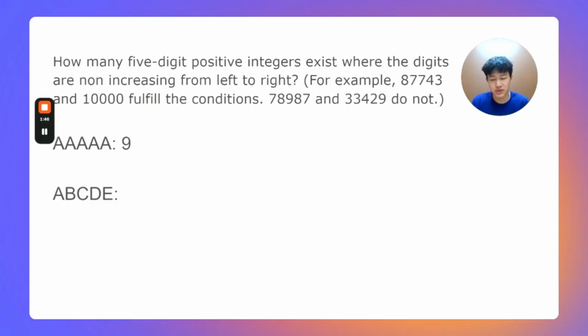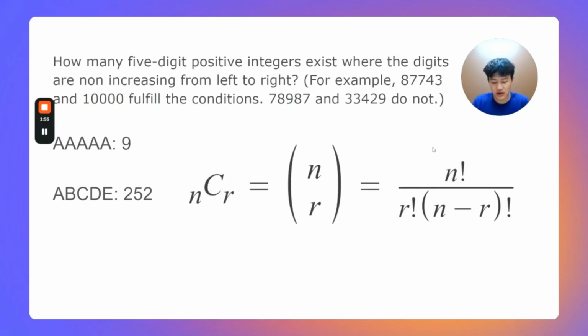To find all the numbers like A, B, C, D, E, we can do 10 choose 5, which is 252. If you forget how to find the number of ways you can choose R objects from n distinct objects, here is the formula for n choose R. Okay, now we just got to do this for the rest of the cases.